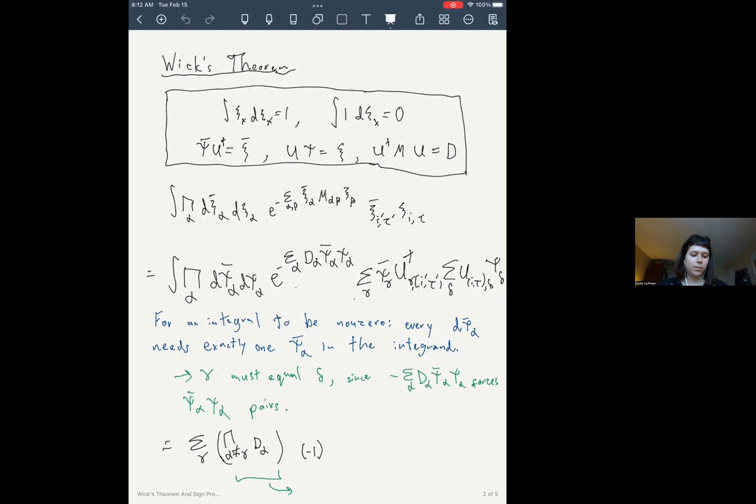So all we have left are the two u's. So we're going to get u gamma dagger, I prime, tau prime, and then u, I tau, gamma, not delta, because everything's gamma now.